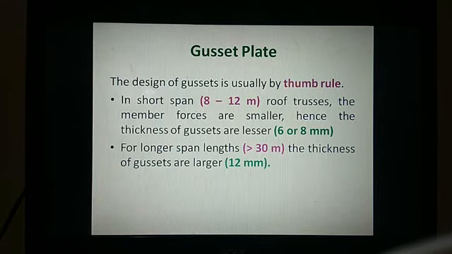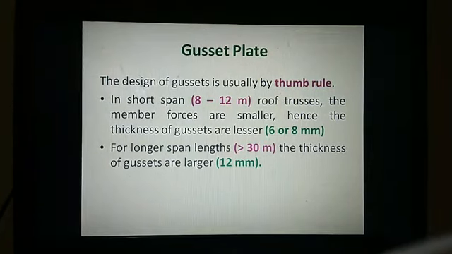So the design of gussets is usually by thumb rule. So that's why, even if you go through any textbook, there won't be any specific design for a gusset plate. You can find the design of a tension member, you can find a design of a compression member, you can find a design of a chord, you can find a design of a roof truss, but you never find a design of a gusset plate. Why? Because it's just a thumb rule. So how do you decide a thumb rule?